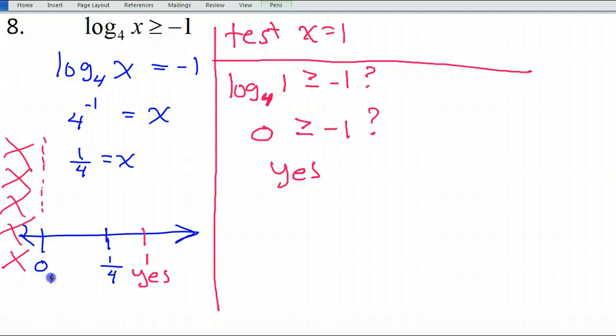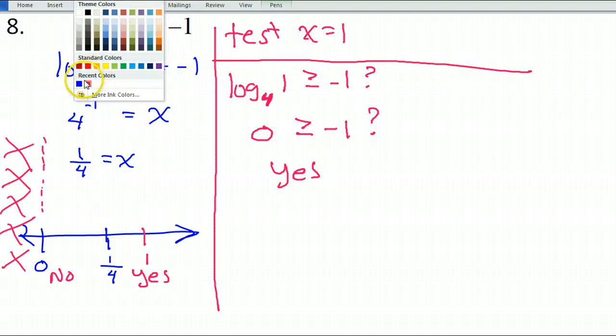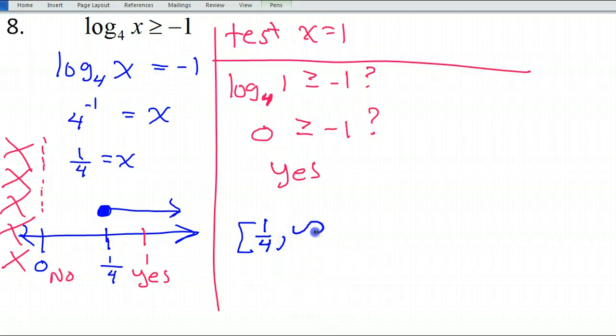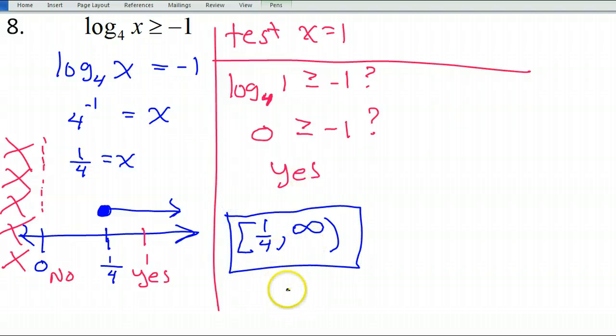That means there won't be any solutions over there. And this time it'll be a closed circle heading this way, which means in interval notation, I need a square bracket this time. We're looking at 1/4 to infinity. That's number 8.